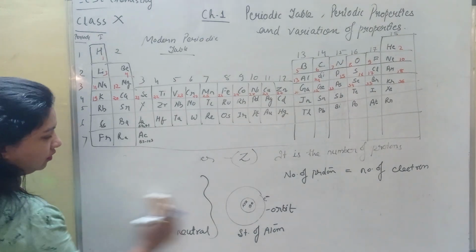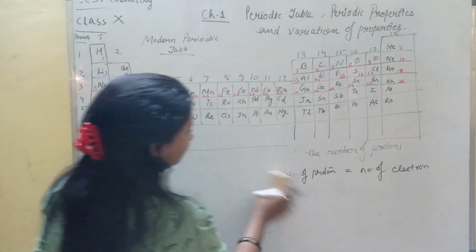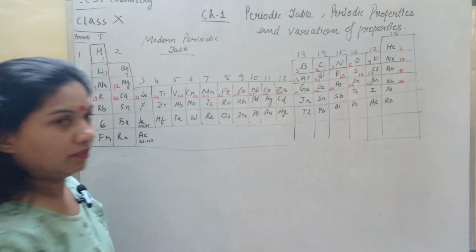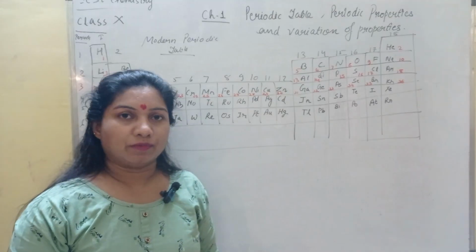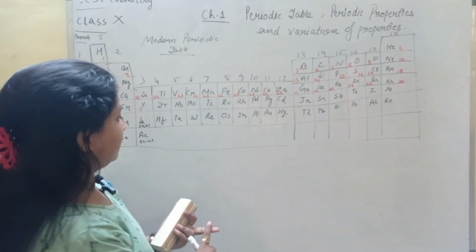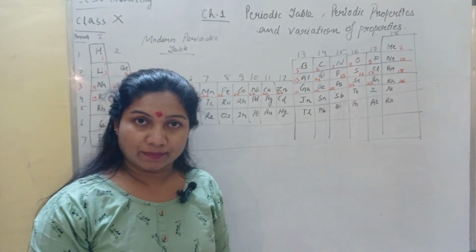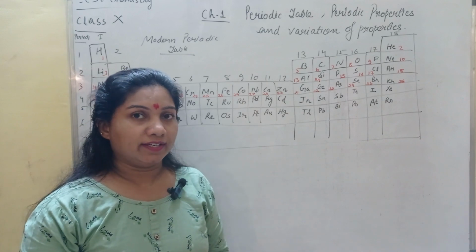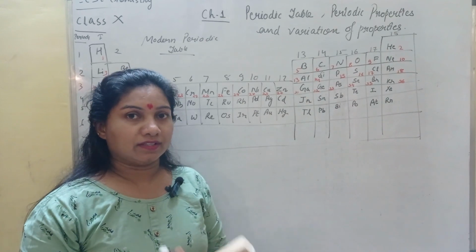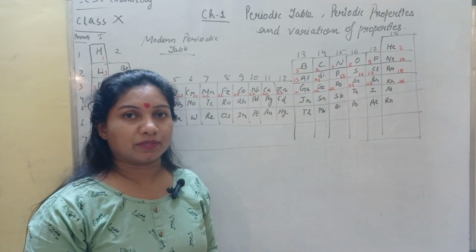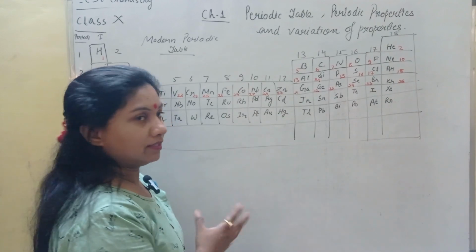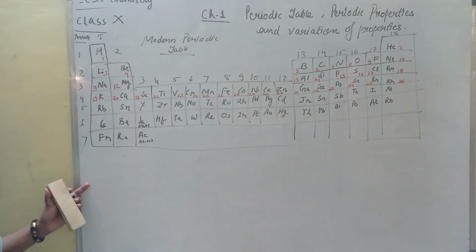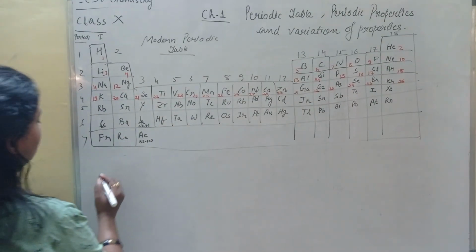So I hope you all have written it. Now we will come to the salient features of the periodic table. What we have studied right now is the periodic table, and we have seen the modern periodic table, who proposed the modern periodic table and the modern periodic law, in which we have seen the structure of the atom and the subatomic particles, and how these particles are arranged inside the atom. Now we have to study the salient features of the periodic table.